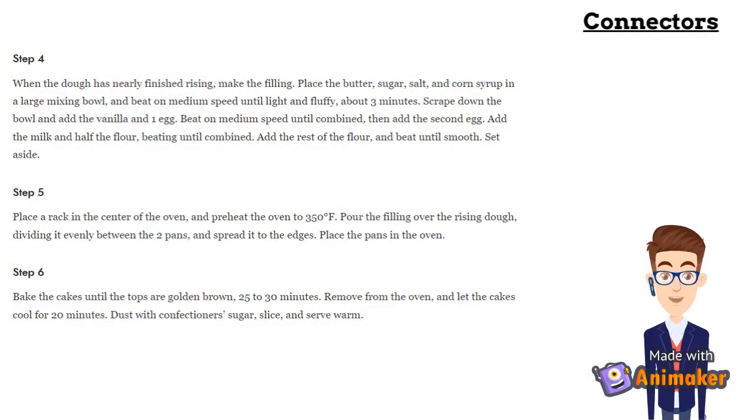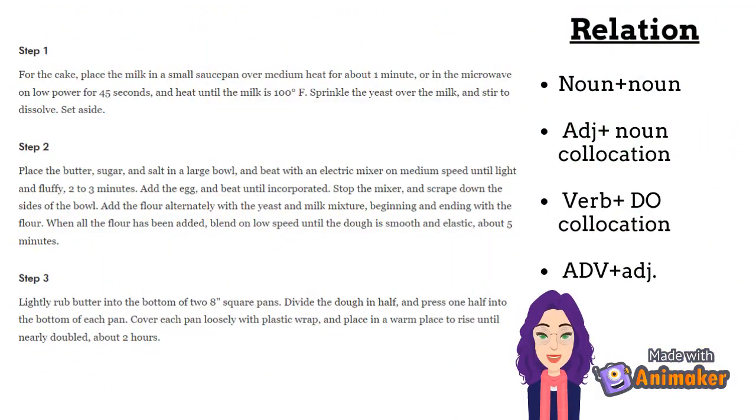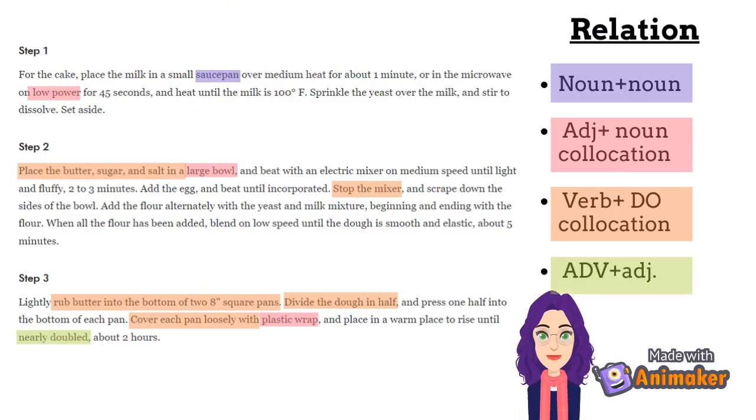In this text, there is implicit connection that is related to punctuation marks to connect sentences, in this case the use of a comma to link or connect two sentences. Also, we have explicit connection, in this case the use of subordinators, like until, to link two ideas, and coordinators of sequence, like then, to follow the idea. The types of relations that we could find in the text were noun plus noun, adjective plus noun collocation, verb plus direct object, and adverb plus adjective.